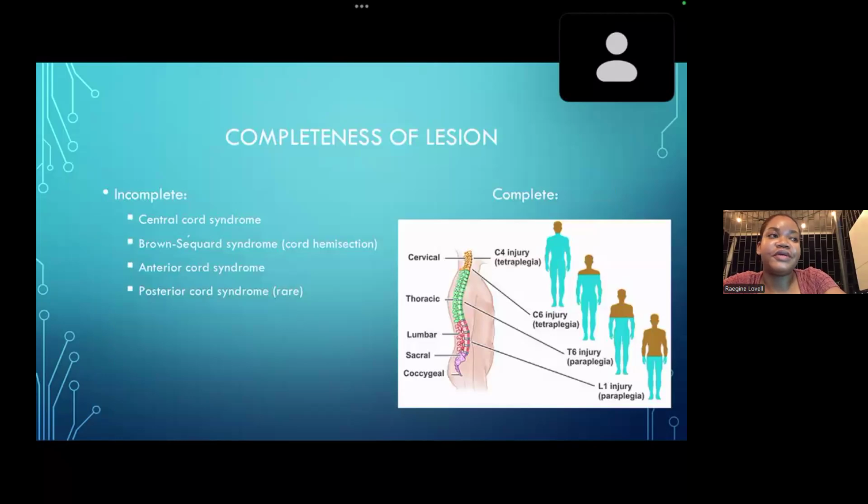Right. So we continue to completeness of the lesion. We categorize it into complete and incomplete. The syndromes that we'll talk about fall under the category of incomplete spinal cord lesions. And a complete injury means that there's no nerve communication below the injury site, no muscle control, sensation, etc., which results in quadriplegia or paraplegia depending on the level of the injury, as is depicted in the small image on the right of the screen.